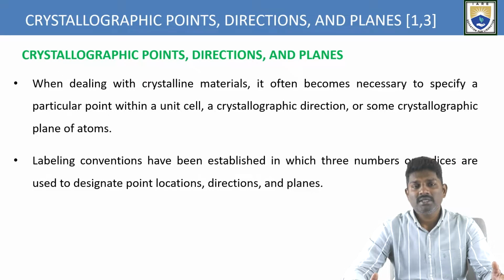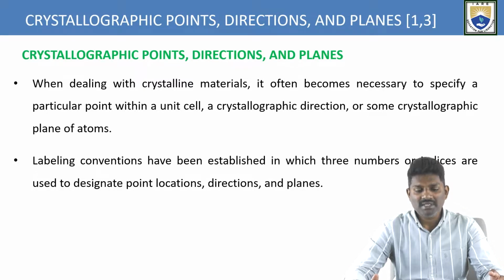These are very important in order to give the values of any point lying on the unit cell, as well as on which plane it is lying, whether on the x plane, y plane or z plane, and also in which direction it is moving. So based upon the crystallographic directions, we can easily identify where a point is located based upon the coordinate axes. When dealing with crystalline material, it often becomes necessary to specify a particular point within a unit cell. For that, these crystallographic directions are very important.